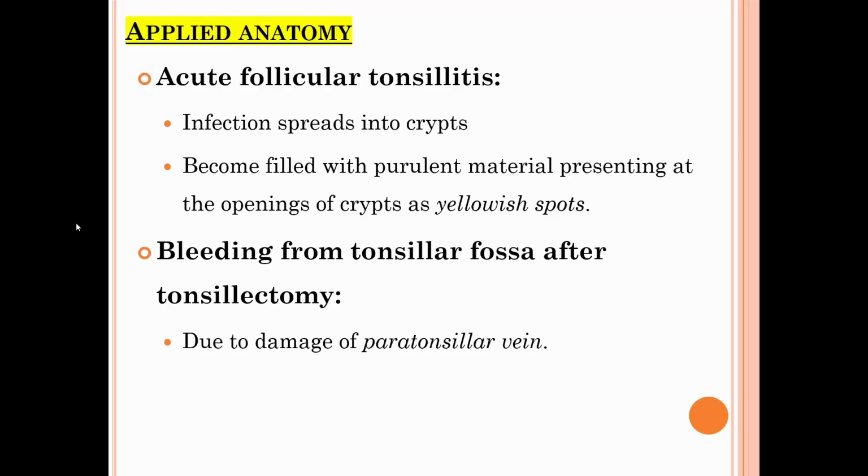Okay, then apart from acute tonsillitis, there can be acute follicular tonsillitis. Here the infection is spread into the crypts and they become filled with purulent material presenting at the opening of the crypt. It is seen as a yellowish spot, and bleeding from the tonsillar fossa after tonsillectomy can be due to damage to the paratonsillar vein. Okay, remember, bleeding is not because of the artery, but bleeding is from the paratonsillar vein.